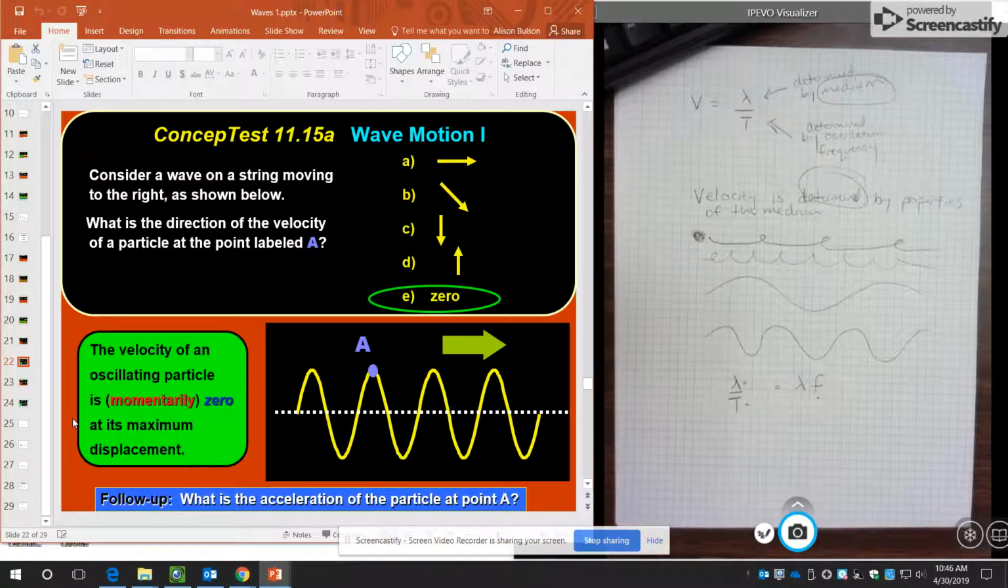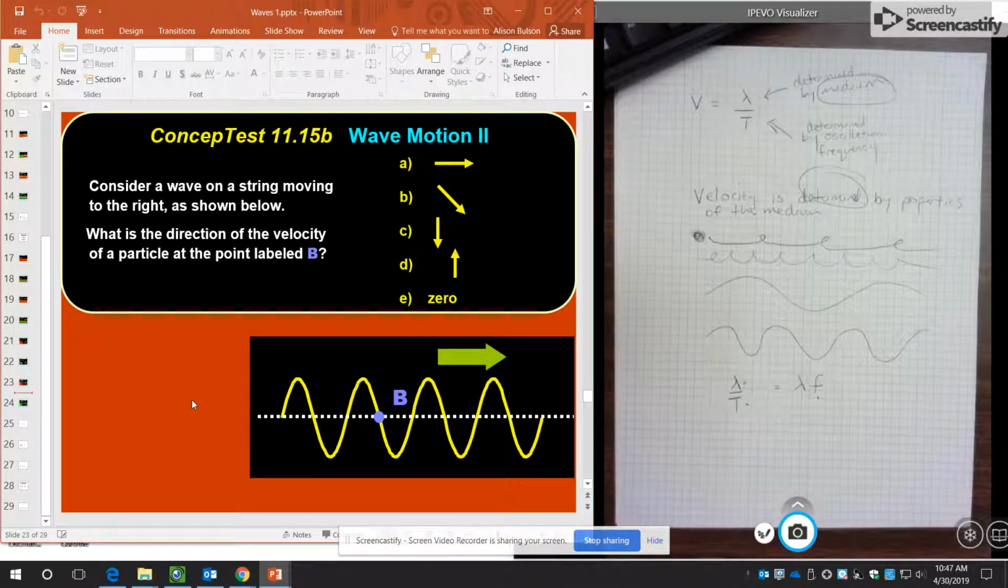The follow-up is, what's the acceleration of the particle at point A? And that is that the acceleration is at its maximum. So it is 0 velocity, maximum displacement, but because it's as far away as it will get from equilibrium, it's at its maximum pullback towards equilibrium. So acceleration is maximum.